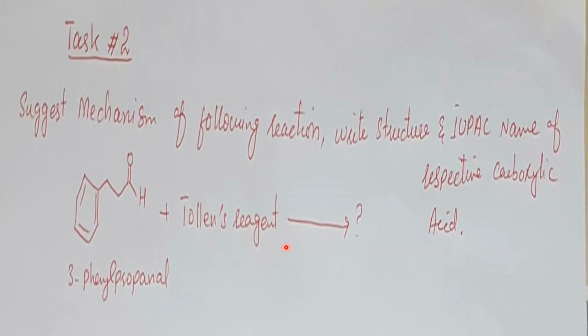So definitely the oxidation of the aldehyde results in the carboxylic acid, but you have to write the mechanism, you have to give the proper structure of that carboxylic acid, because this is not the general equation, this is not the general reaction. I have specified this aldehyde, which is 3-phenyl propanal. So now you have to write its IUPAC name too.